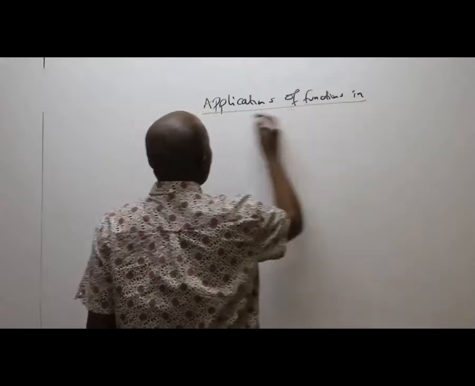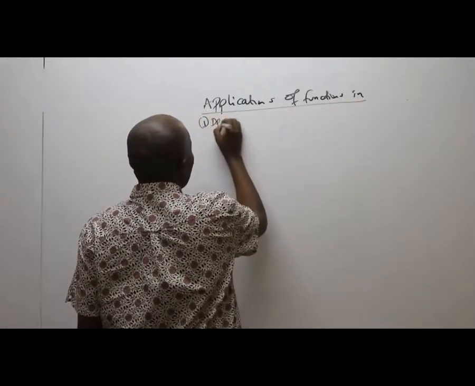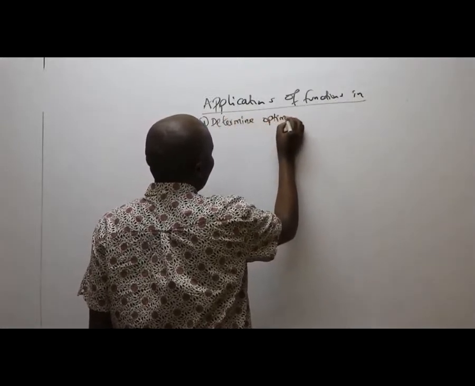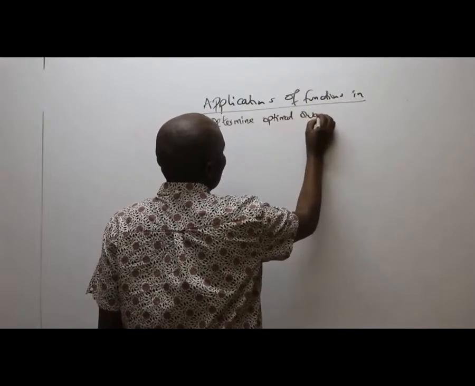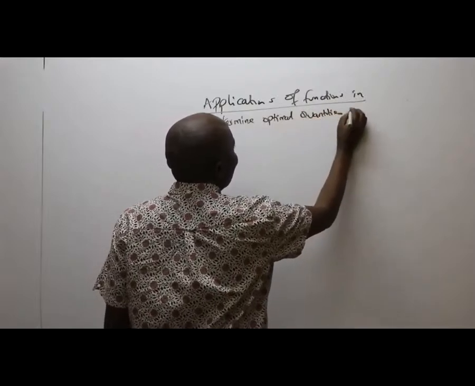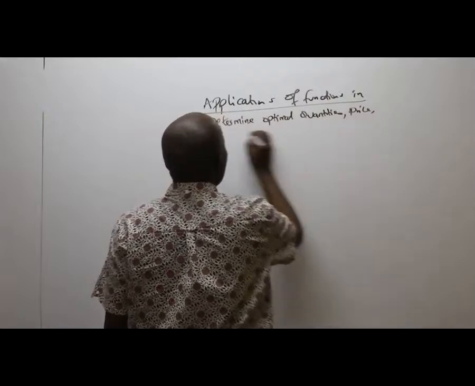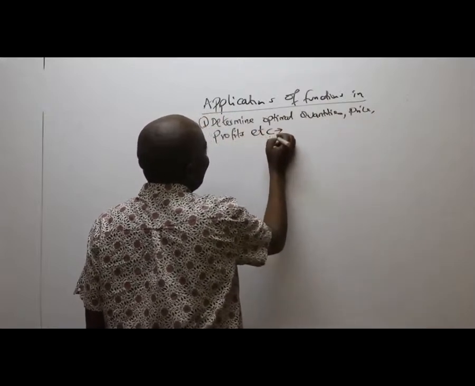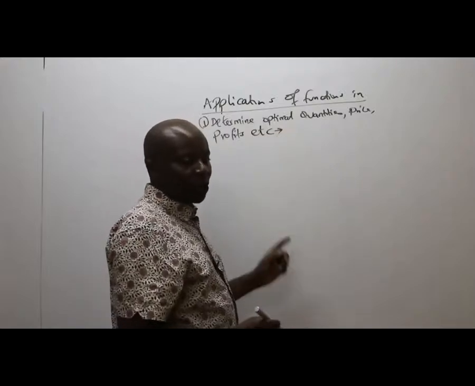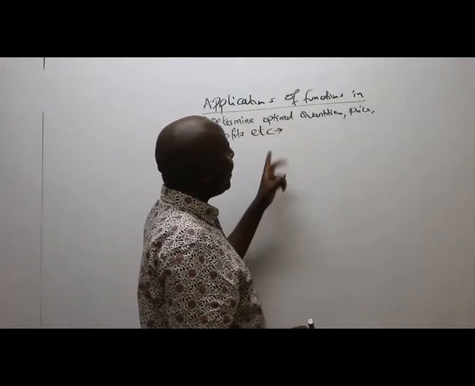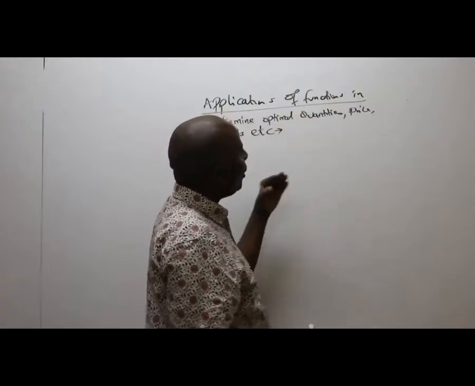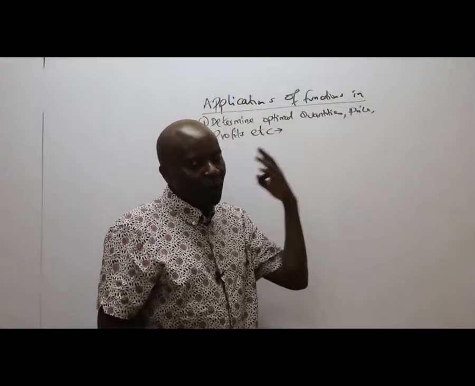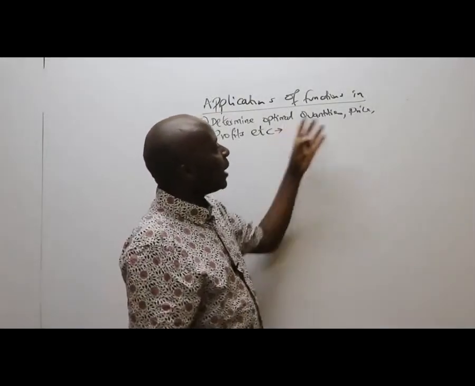Number one is to determine optimal quantities, prices, profits, etc. Ladies and gentlemen, remember we normally use these functions to determine the very best. How many units do we produce for us to be able to maximize our, for example, profit? How do we get maximum profit?